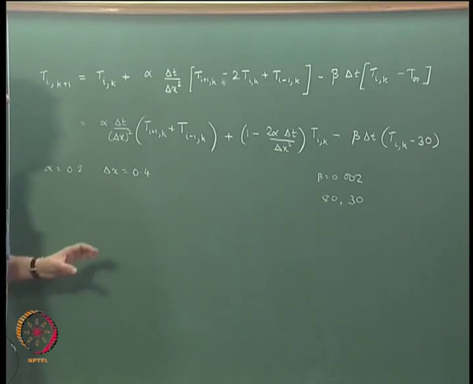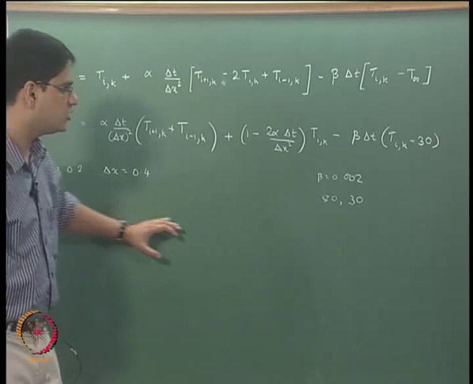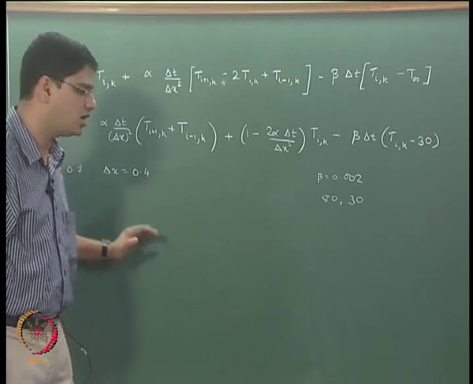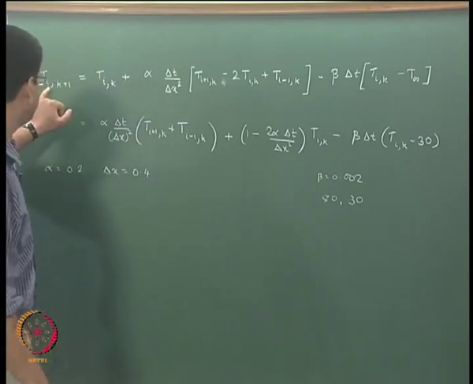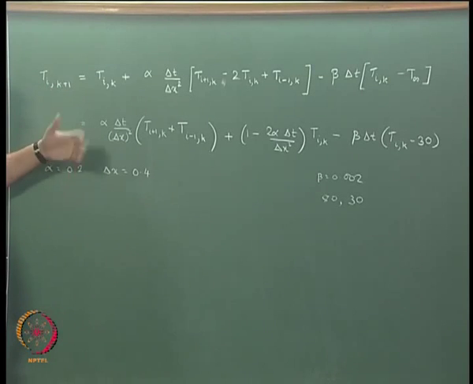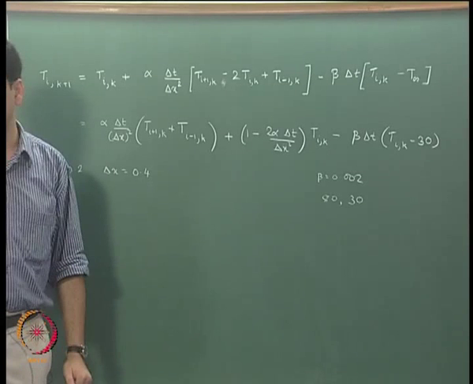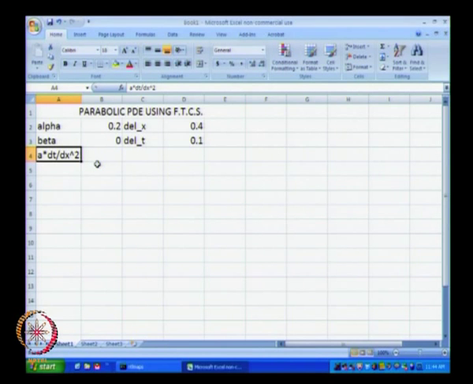Now, what we are going to do is start off with a temperature of 30 degrees along the length of the reactor. That is going to be our initial condition, and we will use this particular equation to update those values at every time step. Okay. So, that is what we are going to do, and let us go back to Excel.